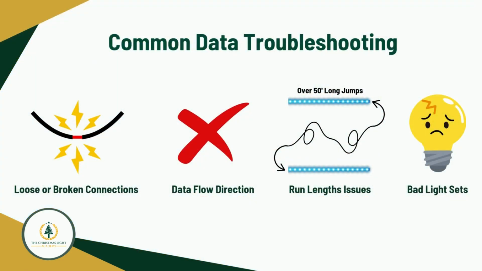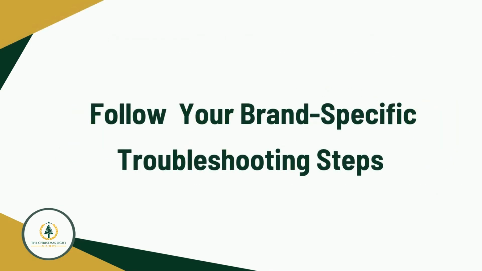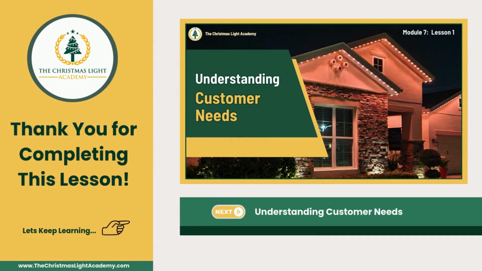Most data troubleshooting will come down to one of these areas: loose or broken connections, data flow direction, run length issues, bad light sets. If you install every system the same way, troubleshooting becomes much easier. And remember, once you learn the exact system you'll be installing, you'll get even more detailed troubleshooting methods that are specific to that brand. All right, that's it for troubleshooting data problems.